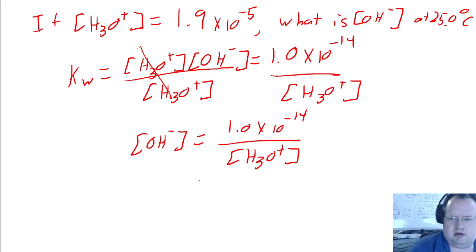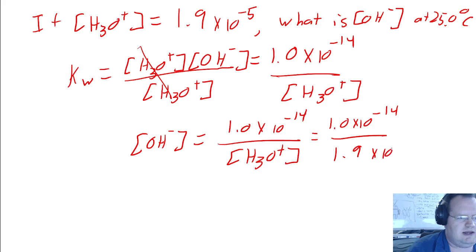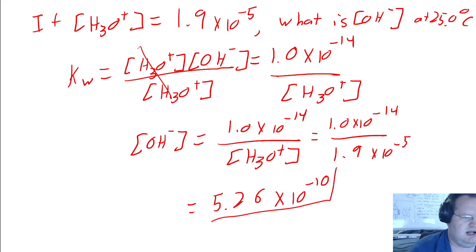Well, now we can plug in our numbers. So we have 1.0 times 10 to the negative 14th, in this case divided by 1.9 times 10 to the negative fifth. So 10 to the negative 14 divided by 1.9 times 10 to the negative 5, and we get 5.26 times 10 to the negative 10th. This is our hydroxide ion concentration. So if you know one, you can find the other. So we have H3O+ and OH-.